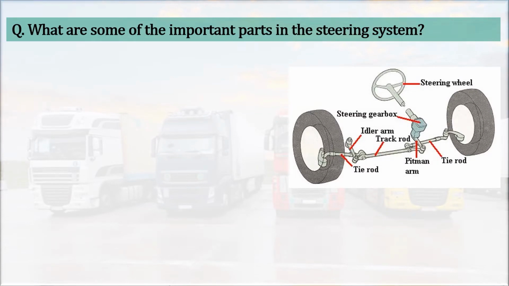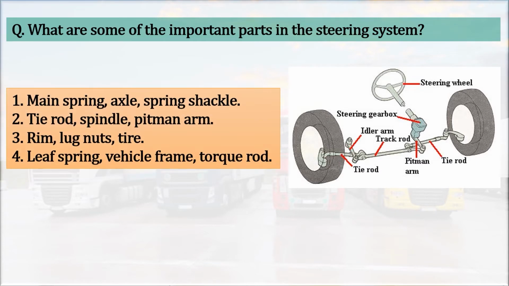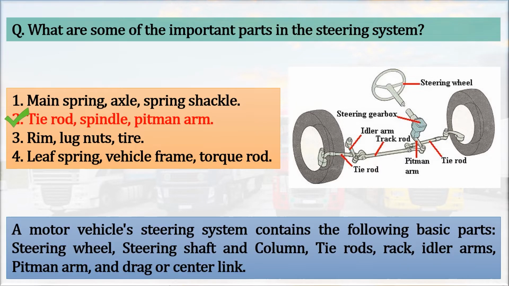Question: what are some of the important parts in the steering system? Option number 1, mainspring, axle, spring shackle. Option number 2, tie rod, spindle, pitman arm. Option number 3, rim, lug nuts, tire. Option number 4, leaf spring, vehicle frame, torque rod. The answer is option number 2, tie rod, spindle, pitman arm.